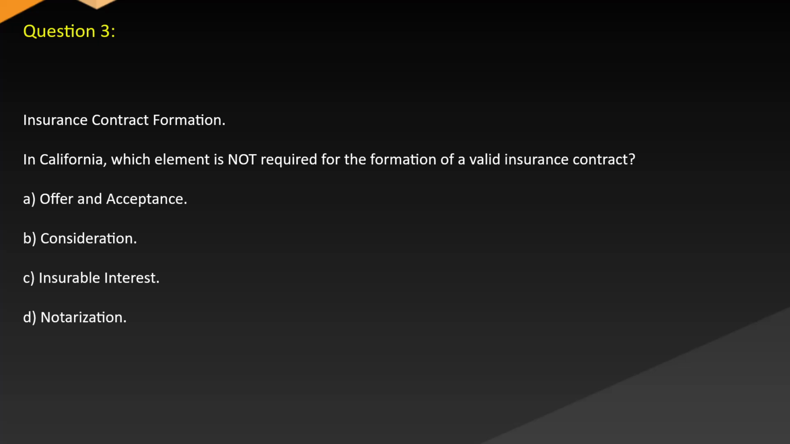Question 3. Insurance contract formation. In California, which element is not required for the formation of a valid insurance contract? A. Offer and acceptance. B. Consideration. C. Insurable interest. D. Notarization.